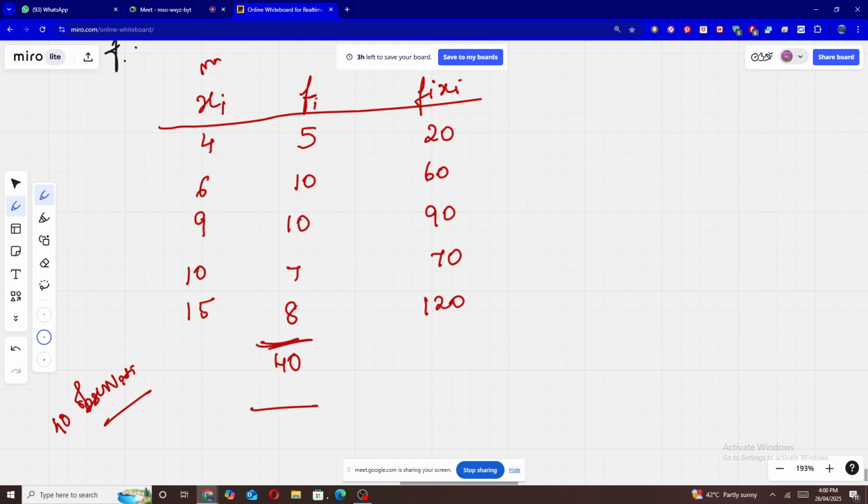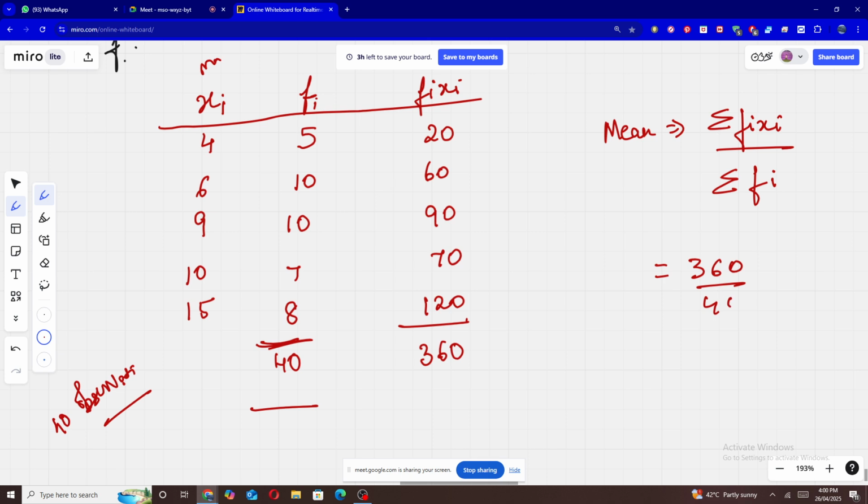Now based on this, what is your mean? Mean is equal to sigma Fi Xi divided by sigma Fi. So sum of this column. How much is the sum of that column? This column will be 360. So your mean is nothing but 360 divided by 40, which is 9. Mean is 9.